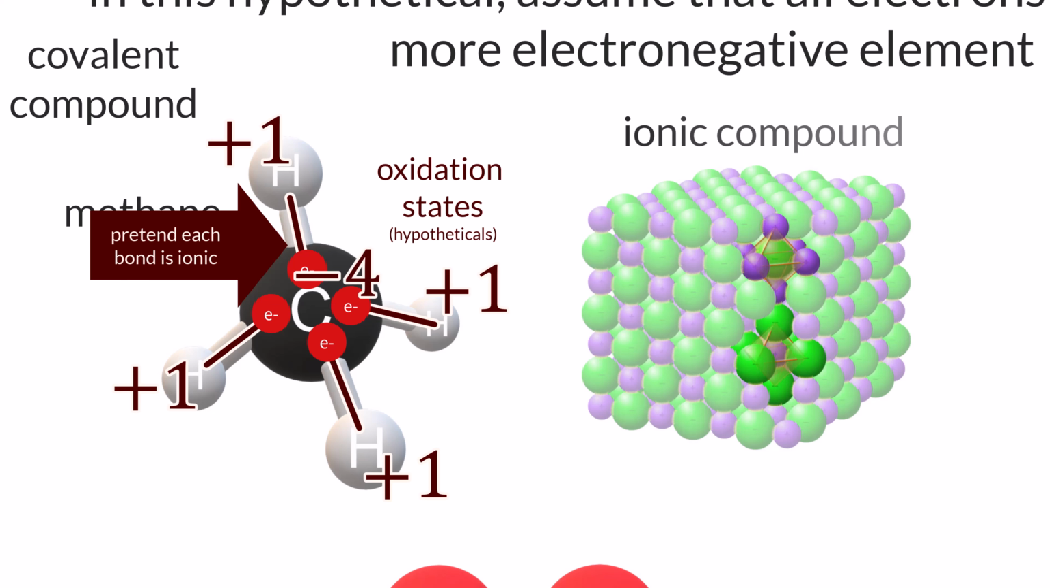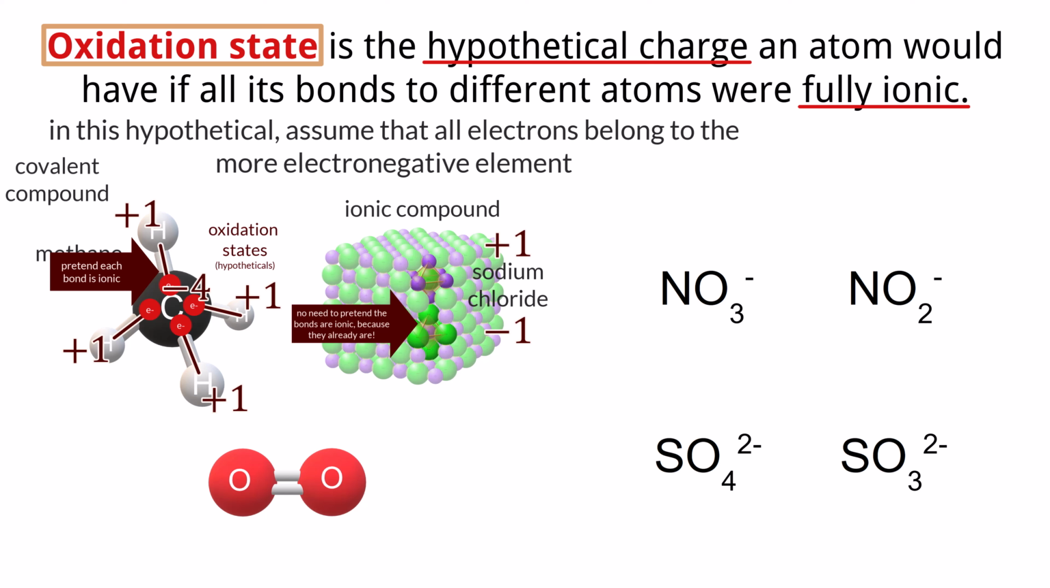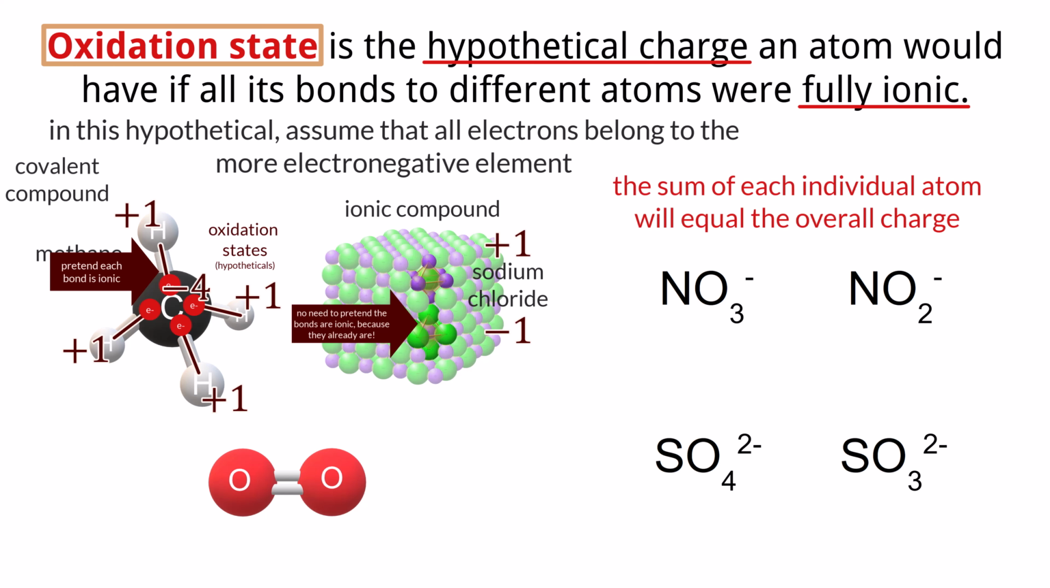Looking at ionic compounds, it's easy to assign an oxidation number because we do not need to pretend that ionic bonds are present. They are already there. So the oxidation state is identical to the actual ionic charge. For example, in sodium chloride, NaCl, sodium is assigned +1 and chlorine is assigned -1. In more complex polyatomic ions or neutral compounds, individual atoms are assigned states such that their sum equals the overall charge of the species. So for instance, in the sulfate ion, SO4 2-, each oxygen is -2 and sulfur is +6, totaling the -2 charge for the ion.